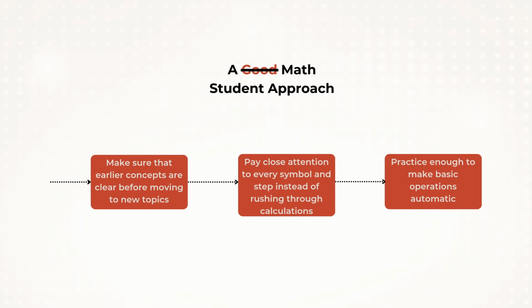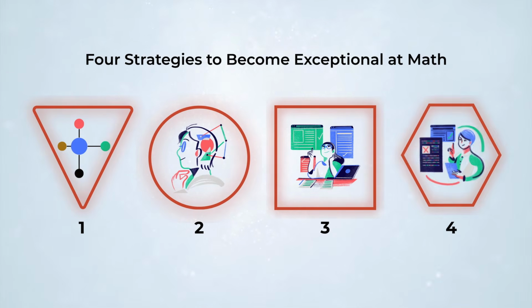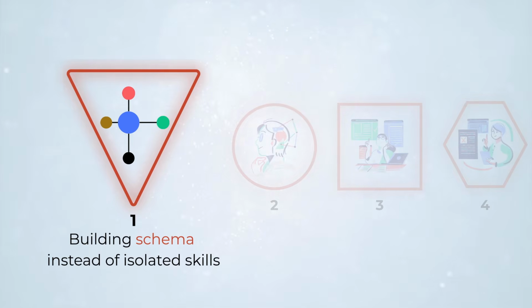But to become exceptional at mathematics, you need to go beyond this. And this brings us to the second part of the video, the 4 strategies that go beyond a good math student's approach and can make you exceptional at it. The first strategy is building schema instead of isolated skills.